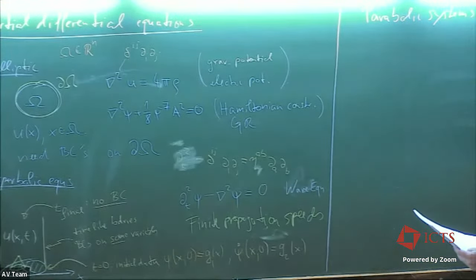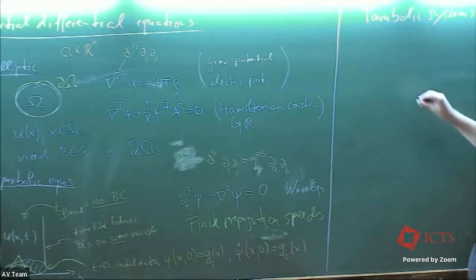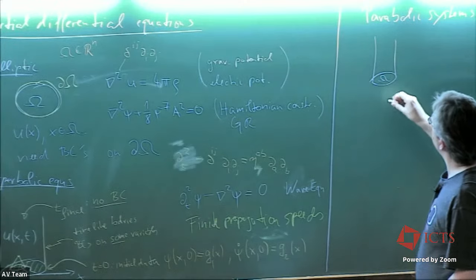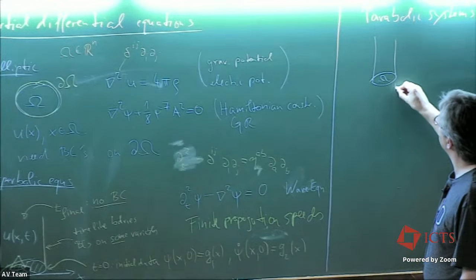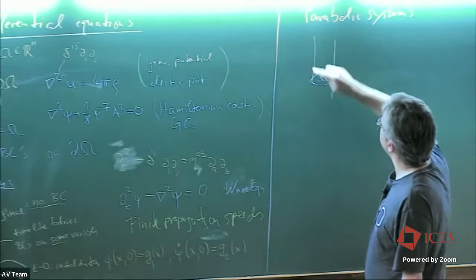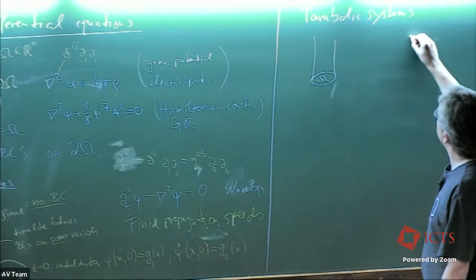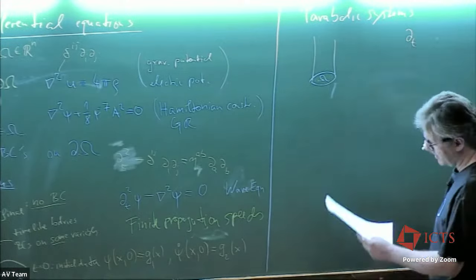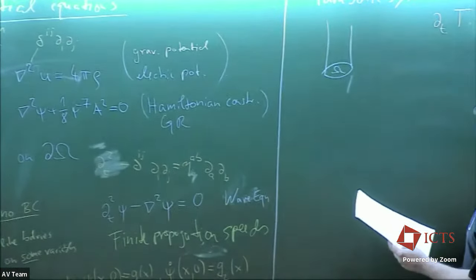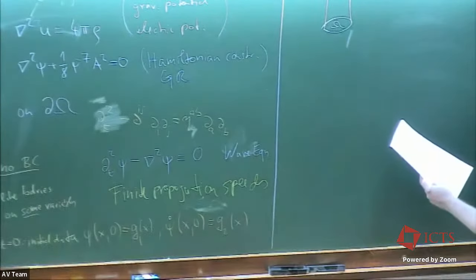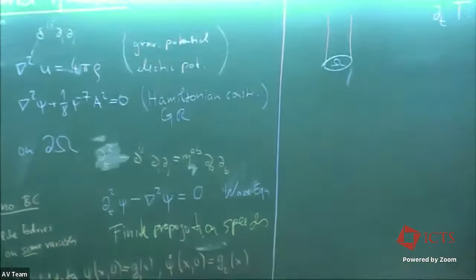So the situation is the same as for hyperbolic ones. You have this type of setup. You need initial conditions down here, and you need boundary conditions. And the typical parabolic equation has a first time derivative, say dT/dt, and then it has still a spatial second order derivative, like a Laplacian.